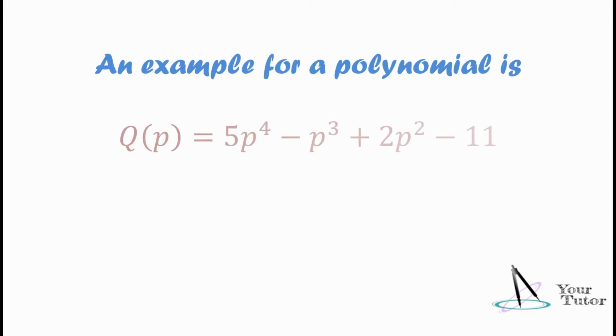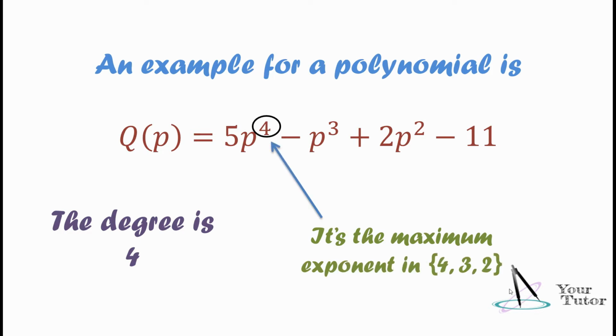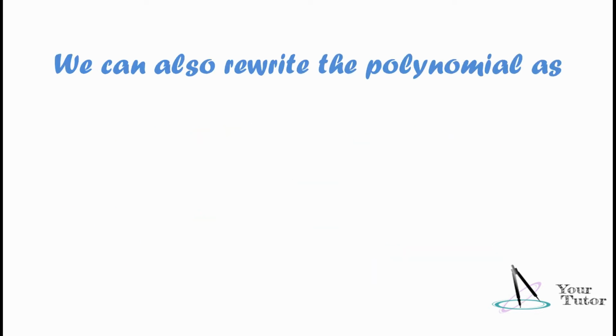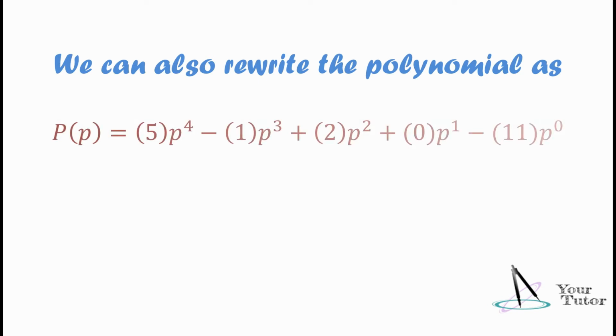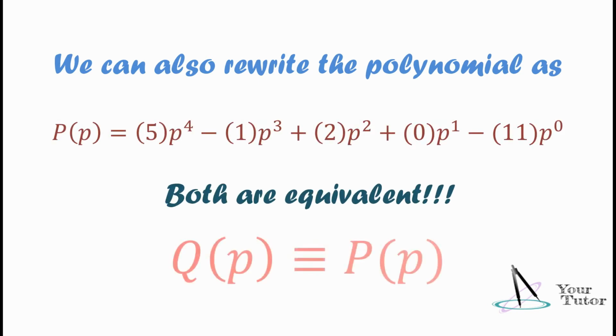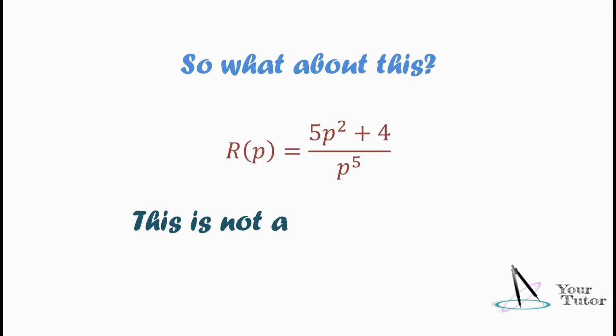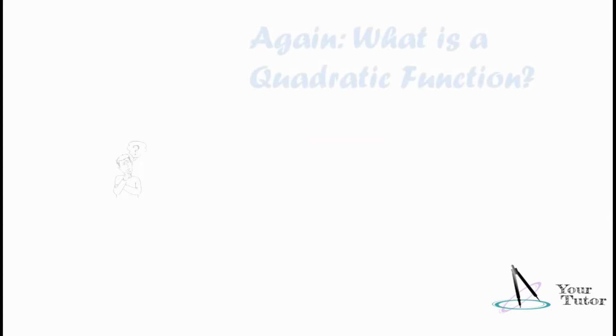This is an example for a polynomial with degree 4. How to find the degree? 4 is the maximum among the exponents here. The same polynomial can be written as this, with missing terms, in Q of p. Remember, both of them are equivalent. Is this a polynomial? No. Check the definition. The resultant of this expression will give negative exponent.